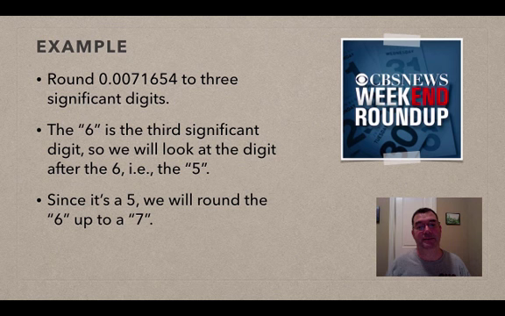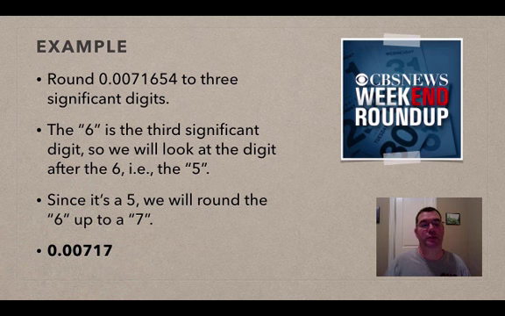Everything after that, what was a 6 and is now a 7, goes away, and everything else stays the same. So this rounds to 0.00717, since it's closer to that decimal than it is to 0.00716. So my answer for that example is 0.00717.